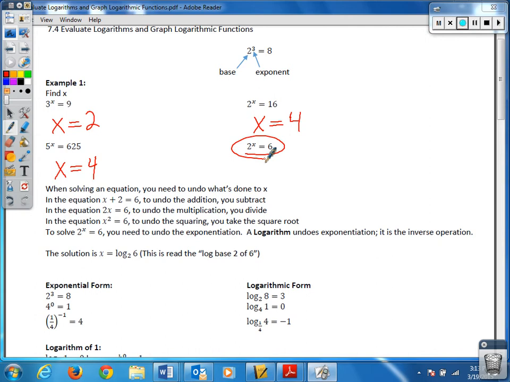And so here, in order to undo that 2 to the x, we need to do what's called taking the log base 2. And since the exponent here, again, has a 2 as the base, this logarithm has 2 as the base as well, so those bases will undo each other, and we'll just be left with the exponent x. So this right here, x equals the log base 2 of 6, is the solution to that equation. We'll talk about what that means and how that works in this lesson here.